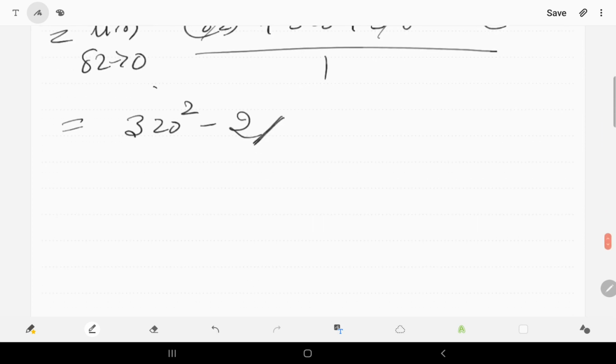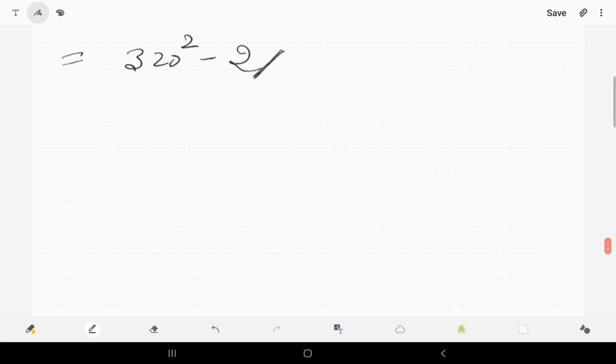Okay, so this is the derivative of the function by using the definition. So we can solve some more examples by using the definitions.